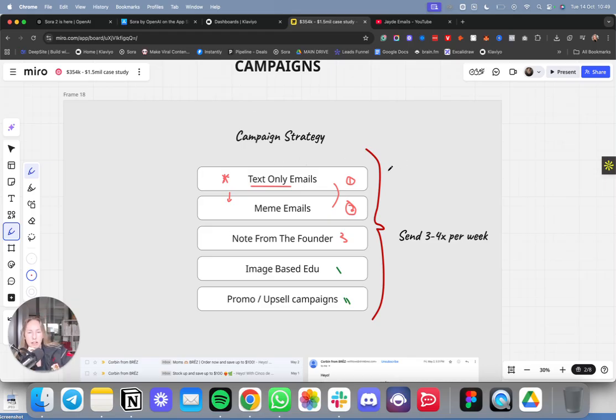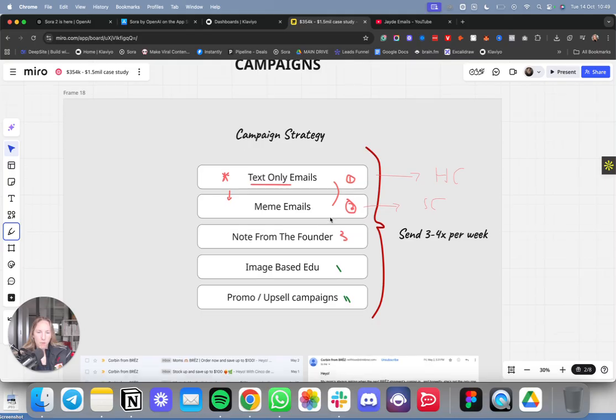But our text-only emails are the highest converting campaigns. The meme emails are our second highest. So text-only emails, highest converting campaigns by a mile. We make it look like it's coming from someone in the team. Meme emails are the second highest, and then we'll have notes from the founder, and then we'll do generalized how-to-use-your-product content as an infographic campaign.